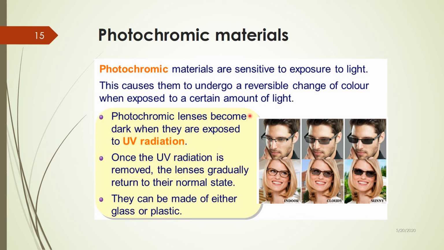Photochromic materials are used to make special lenses known as photochromic lenses, which become dark when they are exposed to UV radiation. Once the UV radiation is removed, the lenses gradually return to their normal state. Here you can see a lady wearing glasses with such photochromic lenses. When she is exposed outside, the lenses become dark in color.